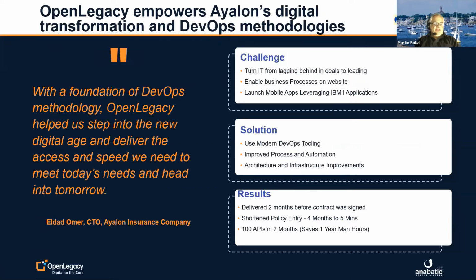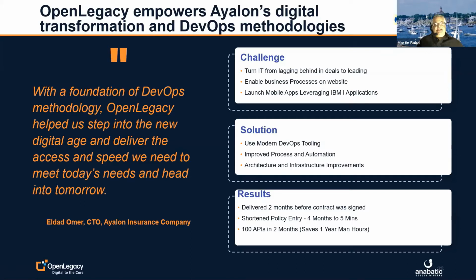So how do they do this? Well, they said, we want to go to DevOps because we want to be able to release fast and get everything done. That was part of their process; they decided it was really important. They really wanted to meet today's needs and head into tomorrow, is what they said to us. They wanted to improve process and automation, just make everything automated and work really well, and the architecture and infrastructure improvements were critical.